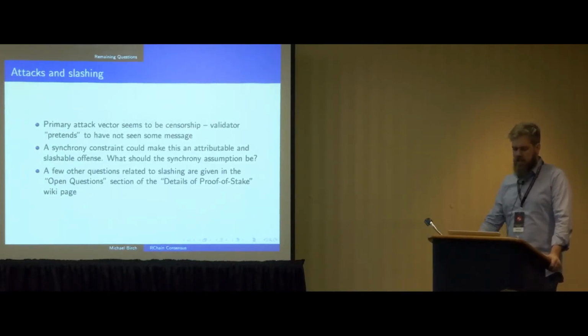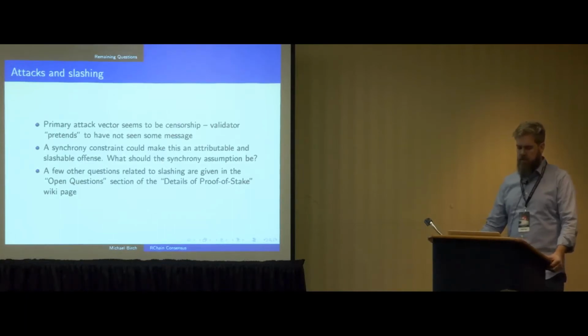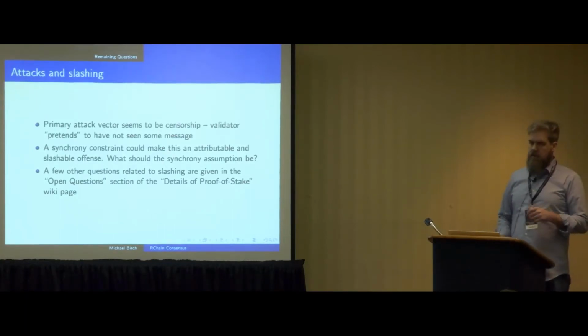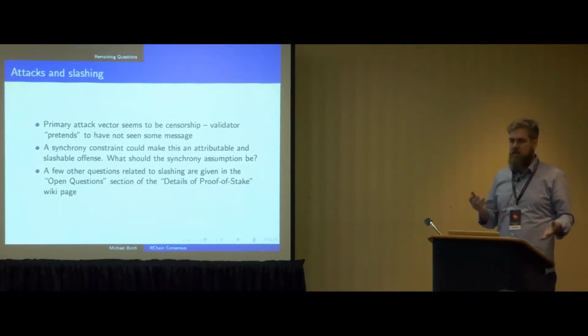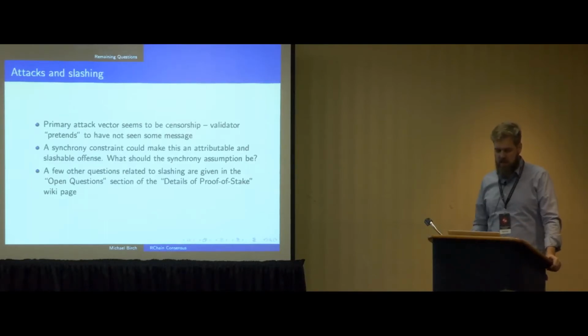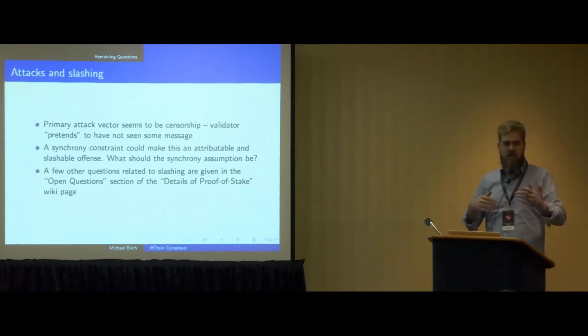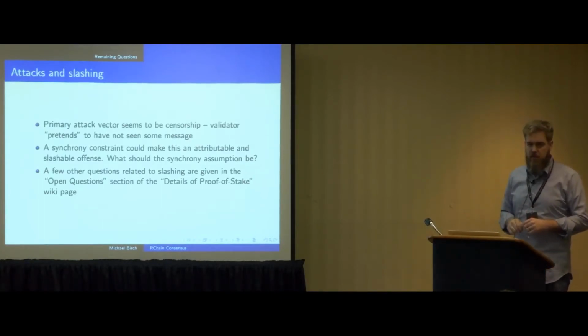The primary attack vector seems to be censorship. If you claim to have seen a message before it was sent, there's cryptographic evidence. But you can say, I never saw that message arrive. It must have been something on your part of the network that sent it to me because I didn't ever get it. You pretend not to have received something until you see some other message and then say, oh, well, he was going to win.